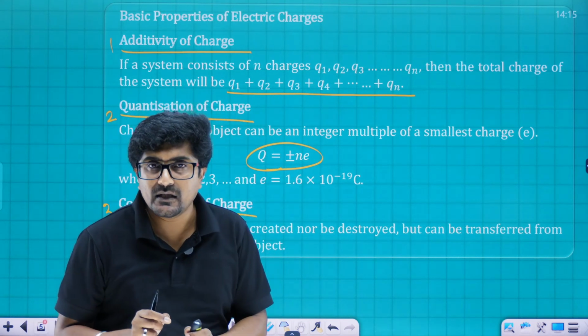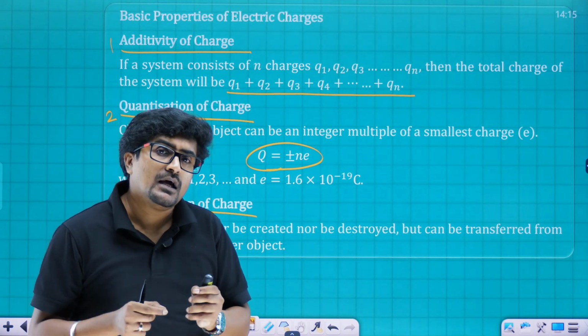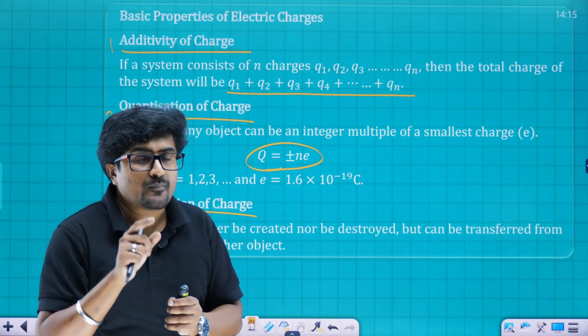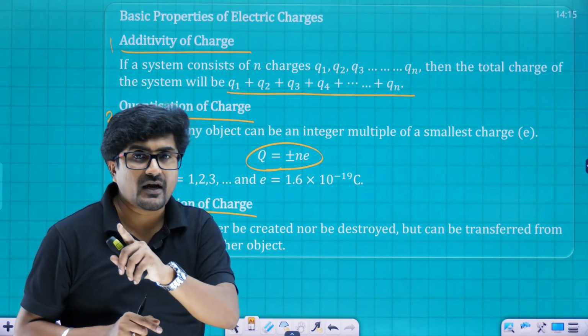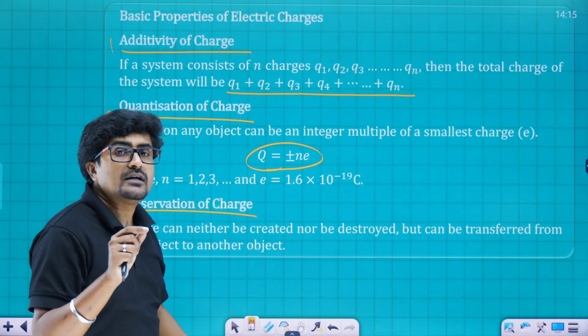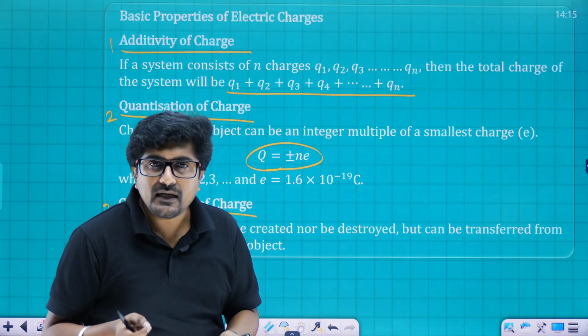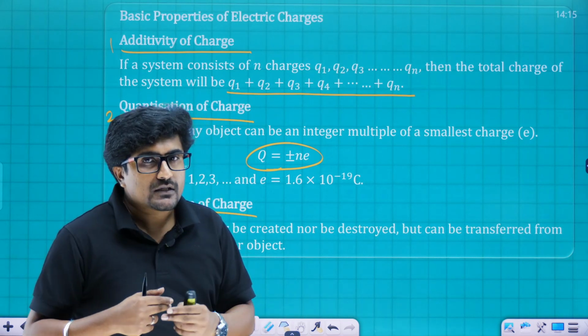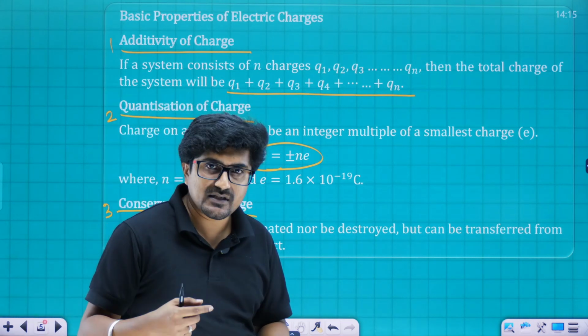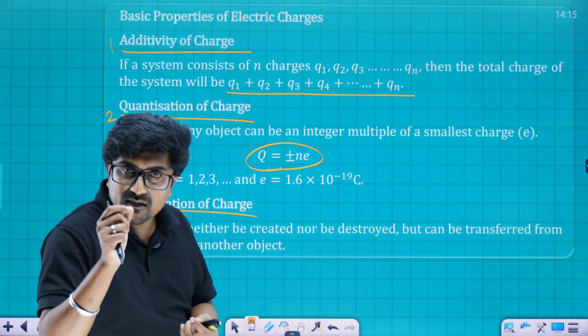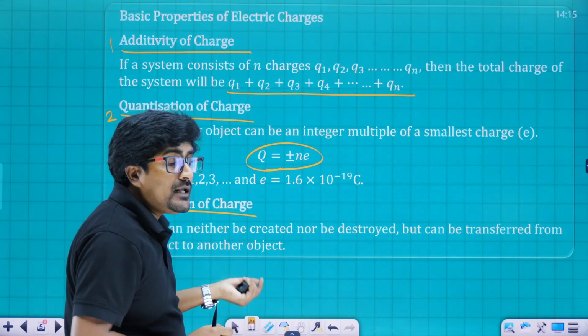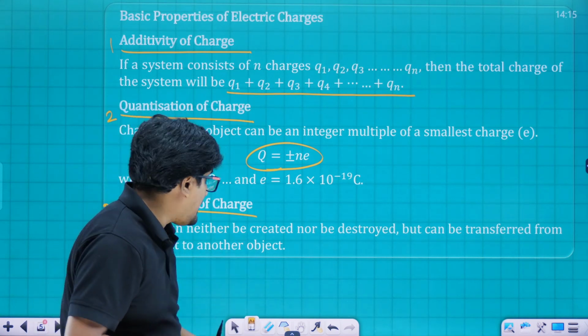Coming to the second, that is quantization of charge, it says Q is equal to plus or minus n times e, where small letter e is the charge of electron, that is 1.6 into 10 to the power minus 19 Coulomb. And here the polarity, whether it has to be positive or negative, totally depends upon whether the electrons were removed or added. If it is removed, you are going to get the charge as positive, and if you are adding, you are going to get the net charge as negative.